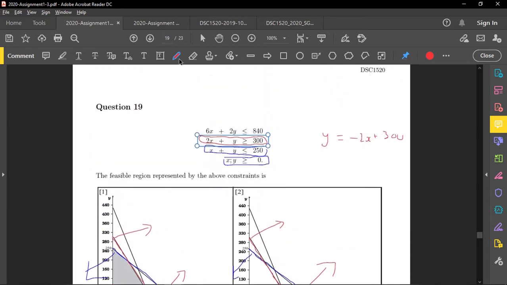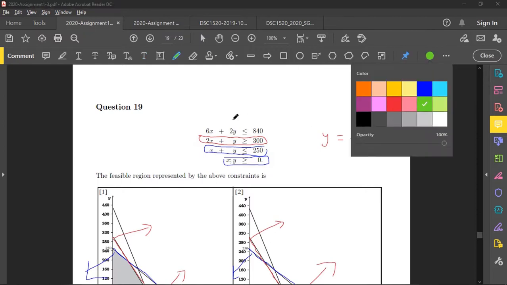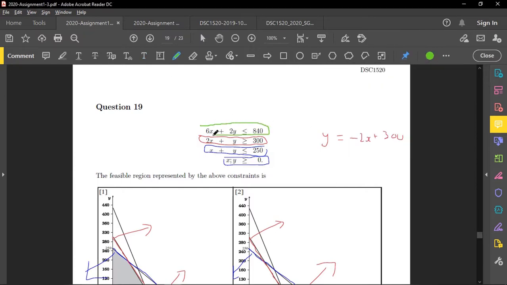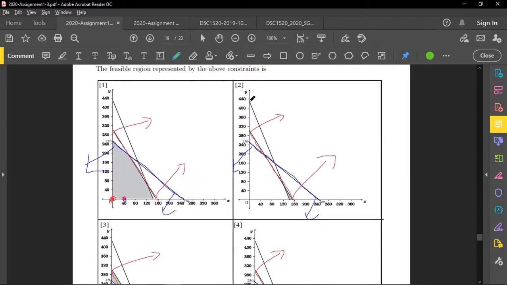Okay, last equation. Okay, let's check the linear programming with this. All right, so 6x plus 2y less than or equal to that. So if I had to make this as a straight line, it'll be 2y equals minus 6x plus 840. Okay, so y equals minus 3x, plus, divide by 2, it'll be 420. All right, so that means we've got this line.